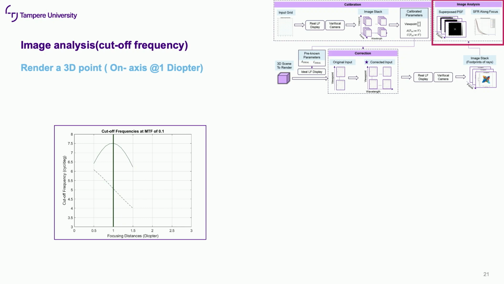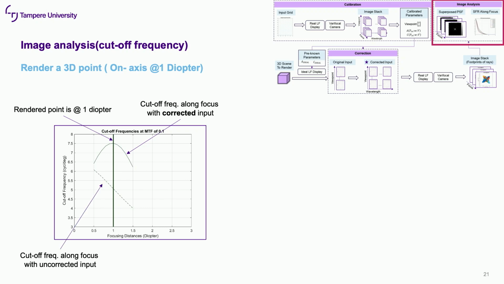This figure illustrates our findings. The vertical line represents the depth at which the point is rendered in our simulation. The solid curve shows how the cutoff frequency changes along with the focus in the corrected case. In contrast, the dashed line presents the cutoff frequency behavior in the uncorrected case.